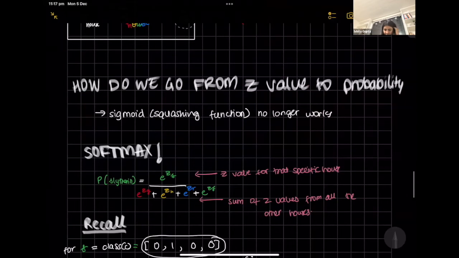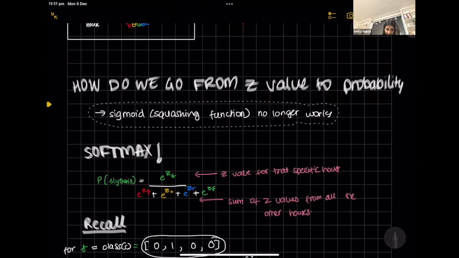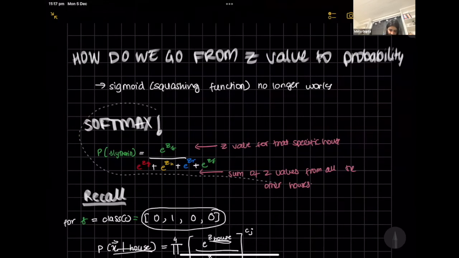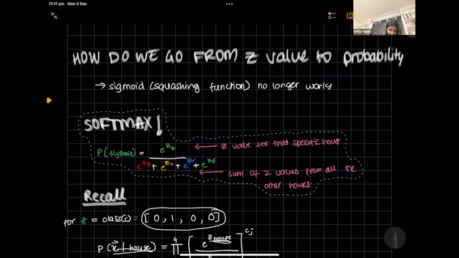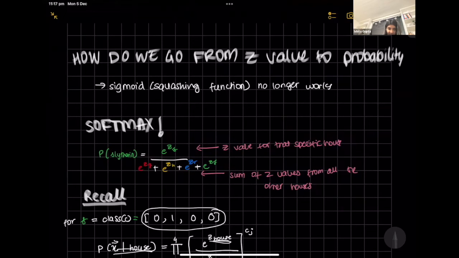And then how do we go from Z value to probability? Obviously, our sigmoid function no longer works. So we're going to need a new function. And the new function comes in the way of the softmax function. So what we do is we do e to the power of Z of that specific house over the sum of all the e to the power of Z's. So the probability of Slytherin is going to be e to the Z value of Slytherin over e to the Z of Hufflepuff, Ravenclaw, Gryffindor, etc. And that's how you can hopefully see all the probabilities also add up to 1.